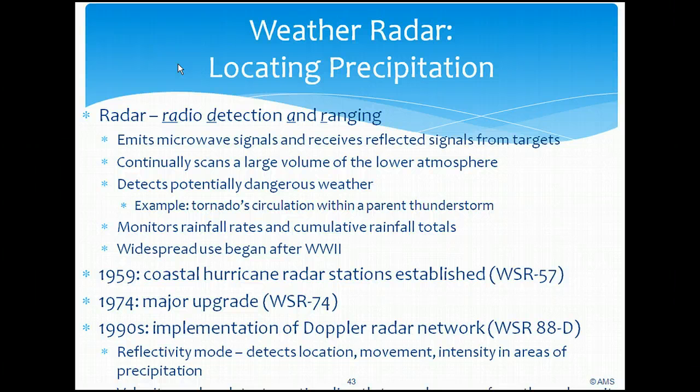This series of slides deals with weather radar. The process in locating precipitation is very important to determining weather in a specific area. Radar stands for radio detection and ranging, and the radar emits microwave signals and receives signals from its target as the beam continually scans large volumes of the lower atmosphere.